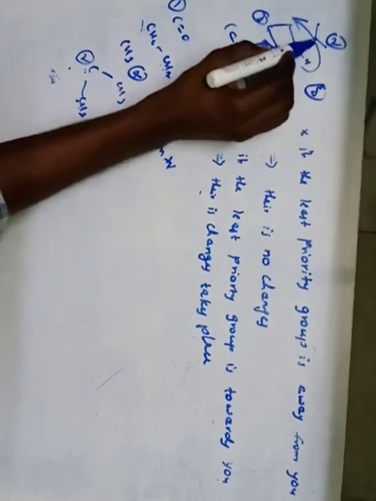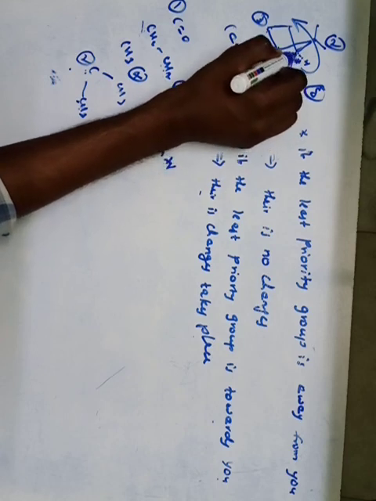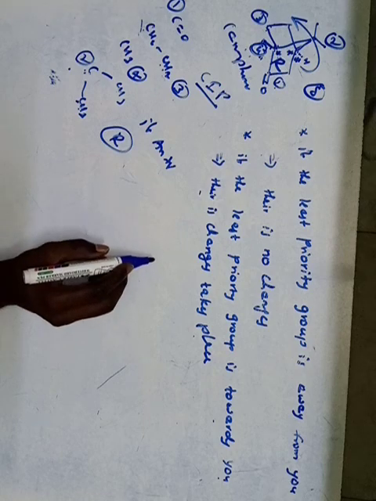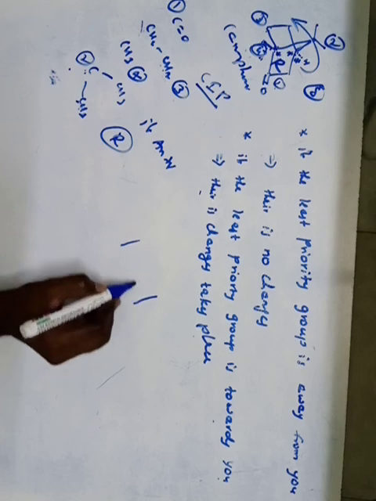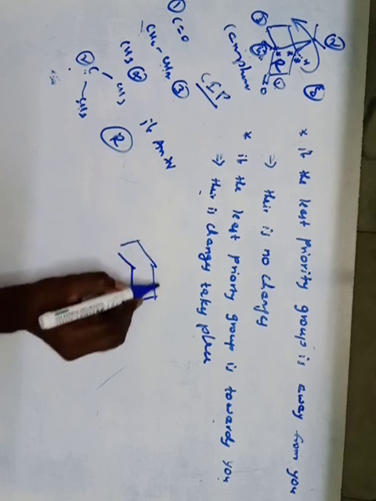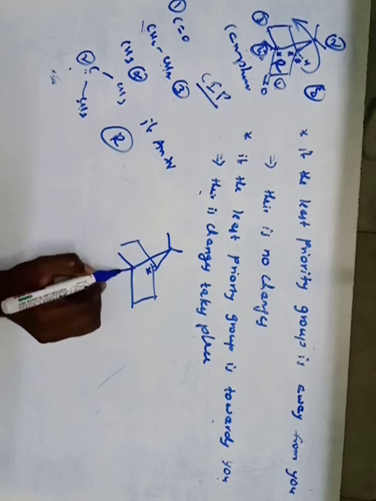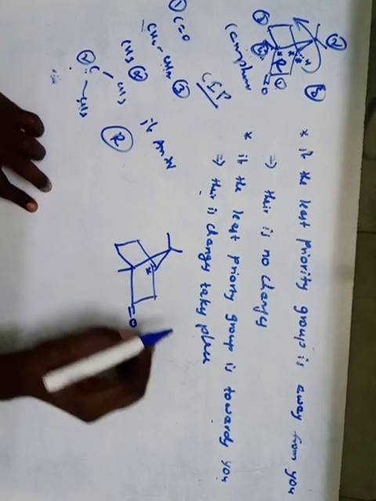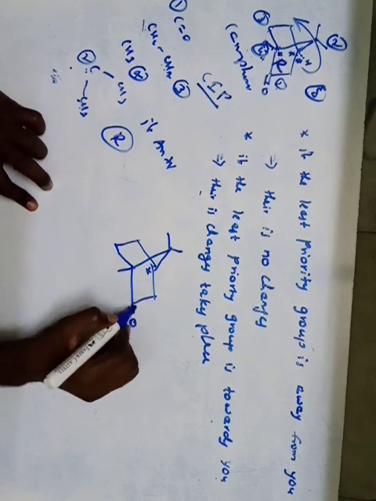Next, we have to find the configuration. What is the RS configuration for this chiral carbon? Okay, first I will write it again like this, just here, because that will be very complicated. This is the chiral carbon, this is the methyl group, and this is the C double bond O. First, you have to write CH2, C double bond O.